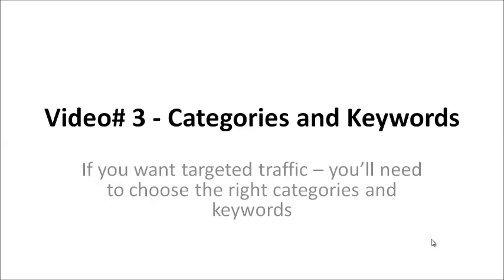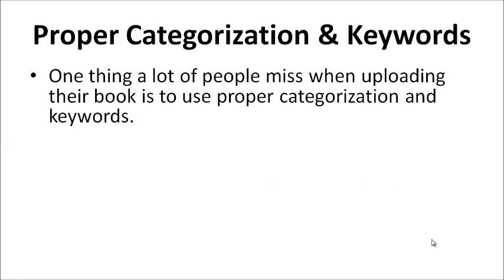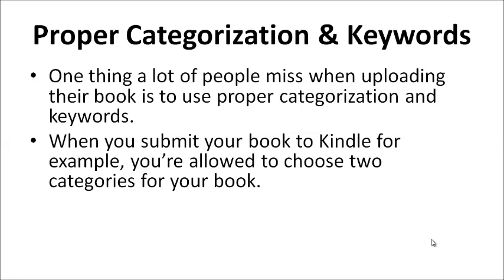If you want targeted traffic, you're going to need to choose the right categories and the right keywords so that your future potential buyers can find you easily. If you have the wrong categories and the wrong keywords, obviously those people who are interested in your book will not be able to find you. That's one thing that a lot of people tend to miss. When they upload their book, they're all excited, they're all gung-ho, that they forget to use proper categorization and keywords. And I'm going to show you in just a minute how to go about doing this.